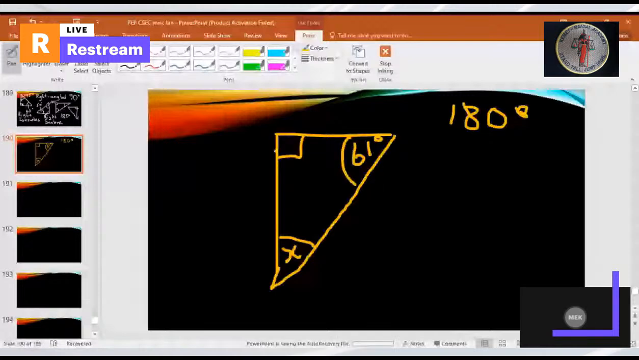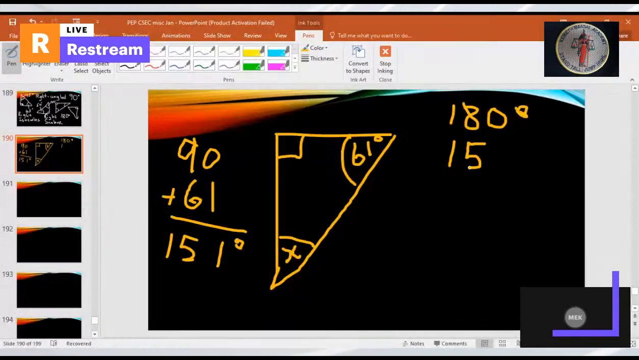So just add that 90 degrees that you know plus the 61 that you were given, so that would give 151 degrees. Subtract that from the 180, because everything must add up to 180 in the triangle.